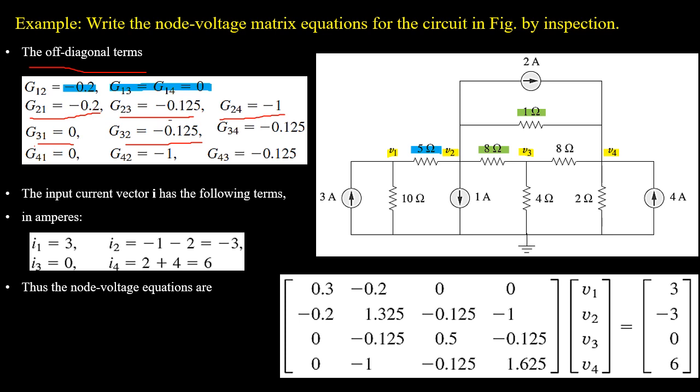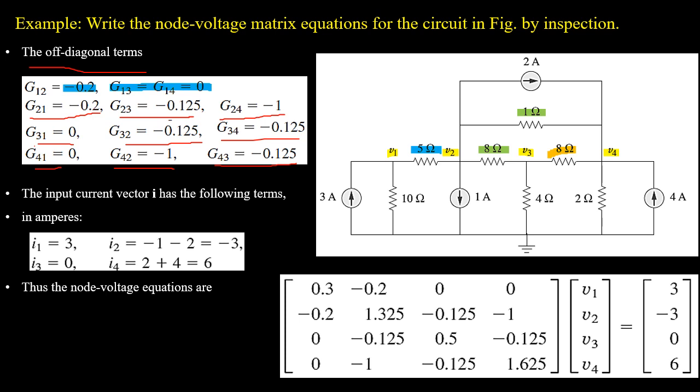And node 3 and node 4 have a common resistor of 8 ohm, so G34 will be equal to minus 0.125 or minus 1 divided by 8. Now G41 will be equal to 0, G42 will be equal to minus 1 and G43 will be equal to minus 0.125. Now we will calculate the current vector.